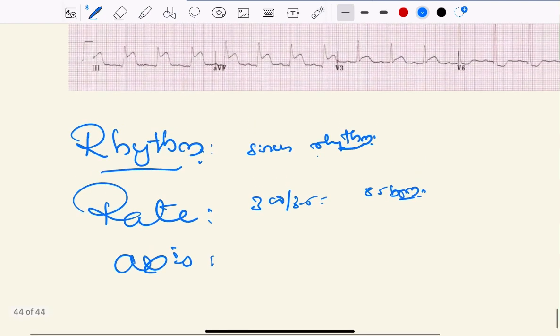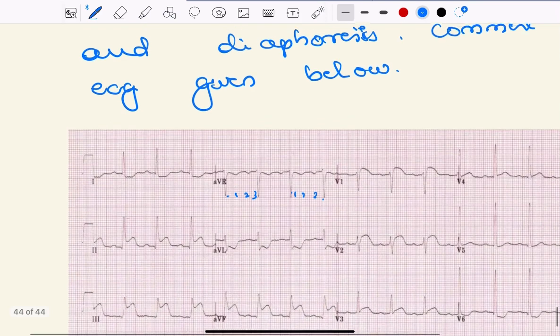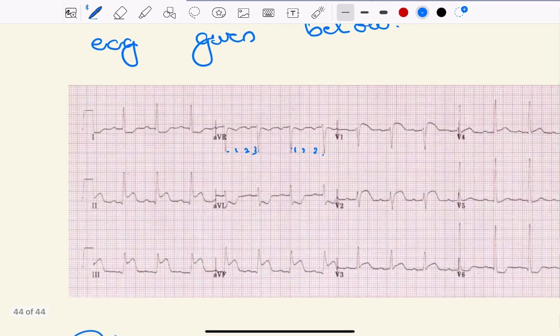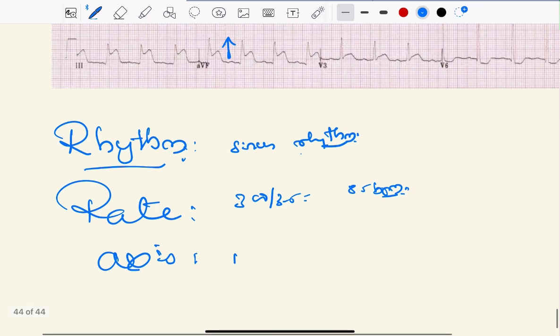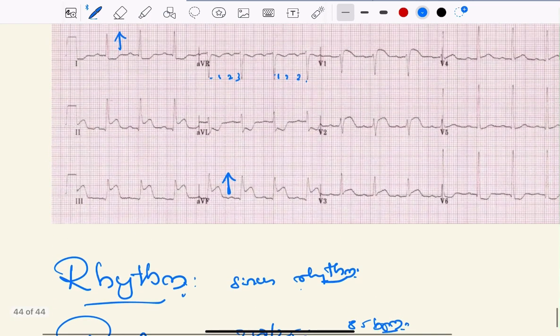Now we have to calculate the axis. Axis is calculated by seeing lead 1 and lead aVF. In lead 1, QRS is predominantly upward, and in lead aVF it is predominantly upward. So it is a normal axis. Next we have to see waves, intervals and segments. P waves look normal here. All the P waves are looking normal, and the PR interval is also okay.